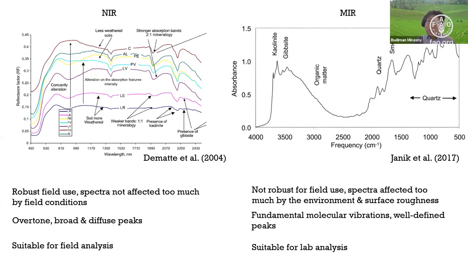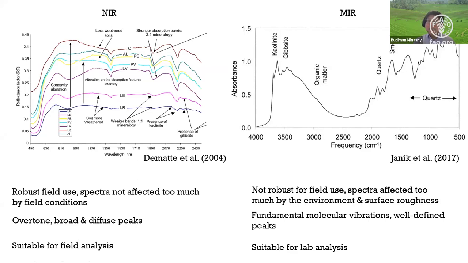But what we can visually see is that although these are different soils, the curve of the spectra for the near infrared is very smooth, and each individual peak is very broad and very diffuse, right? But for mid infrared, it's called fundamental molecular vibrations, with well defined peaks. Within this area, we can say that this is due to kaolinite. This is quite prominent, quite pronounced, the peak for kaolinite. There are some peaks related to organic matter. This peak is related to quartz. This peak is related to smectite.